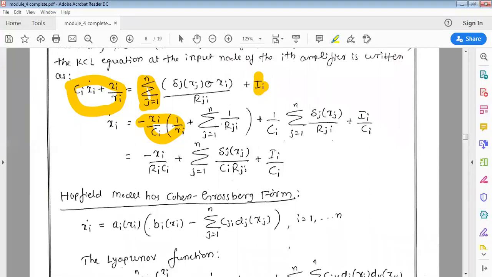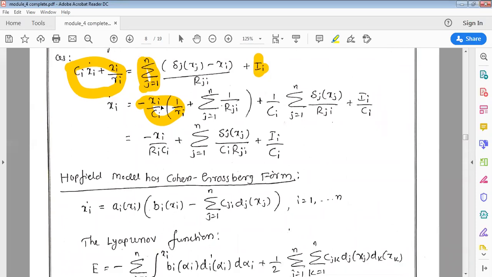Okay, look here, the first term is taken care of here, and this term is because of this one. So xi by Ri is already present here. Xi by Ri into Ci is because of this term, and one is delta xj. This is the first term, and the remaining term is Ii by Ci. Yes, Ii by Ci, because Ii is a single term and is divided by Ci.